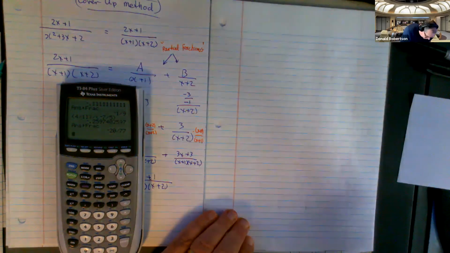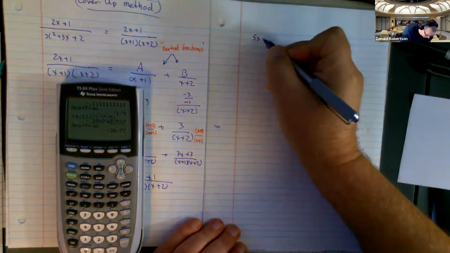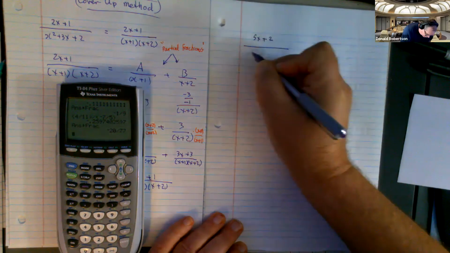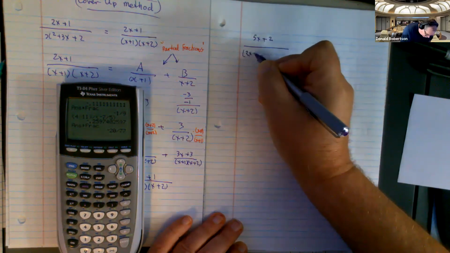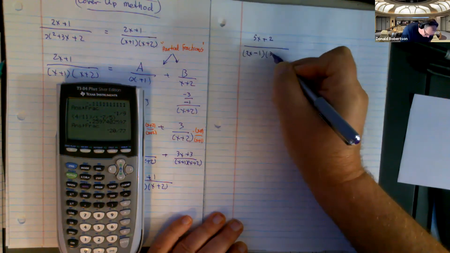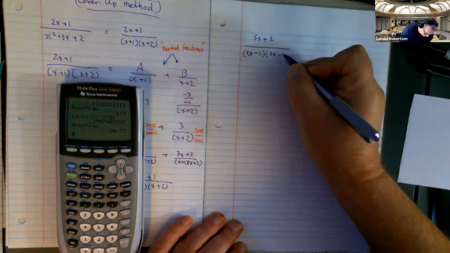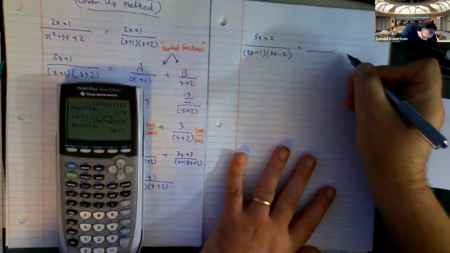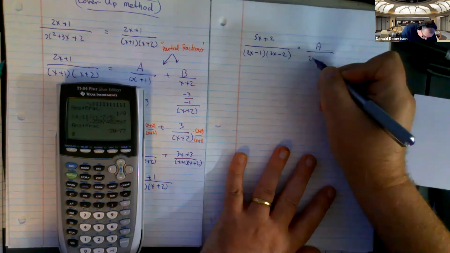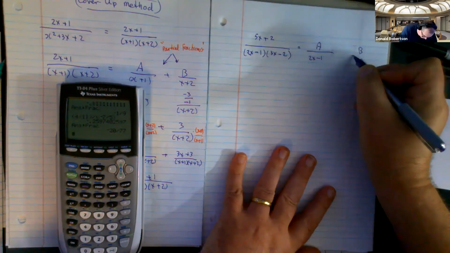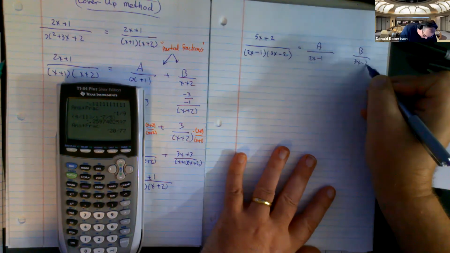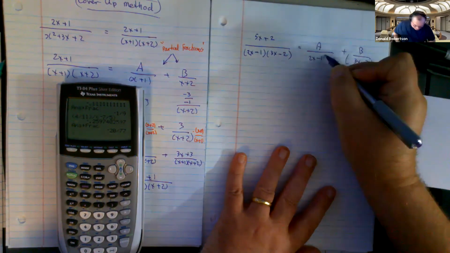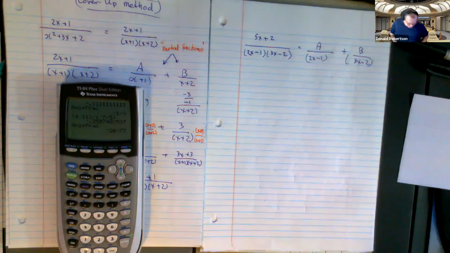So 5x plus 2 over 2x minus 1, 3x minus 2. It's probably close to the worst combinations you could get. There's our 2 partial fractions.